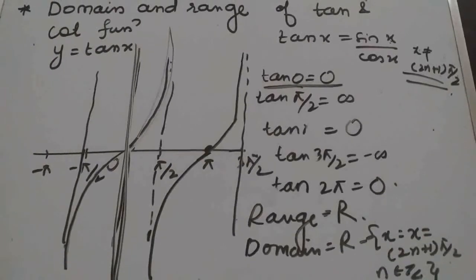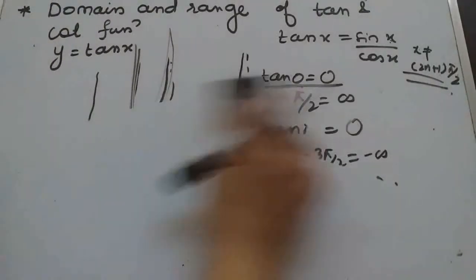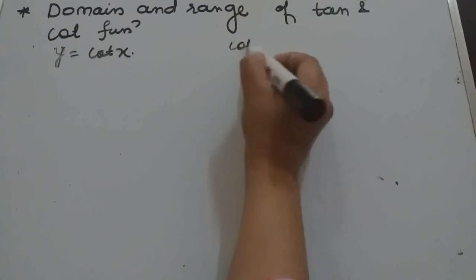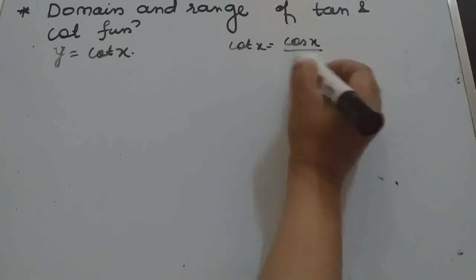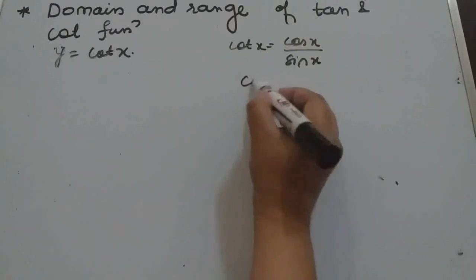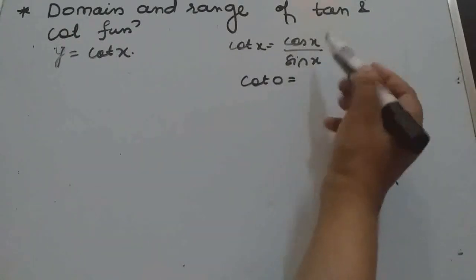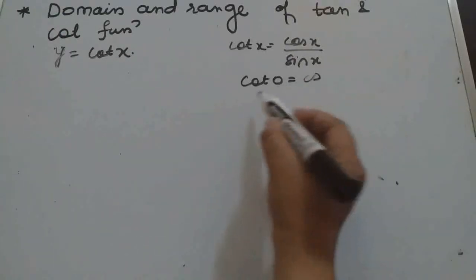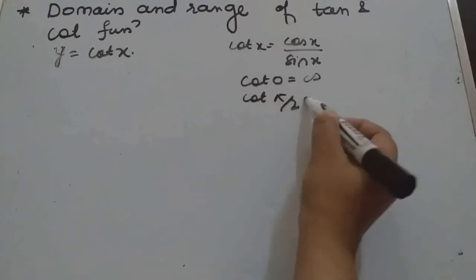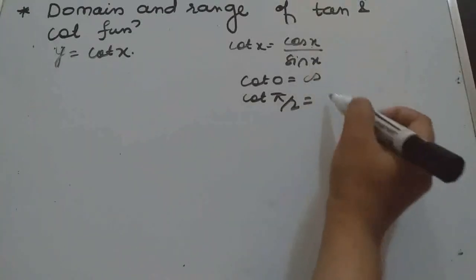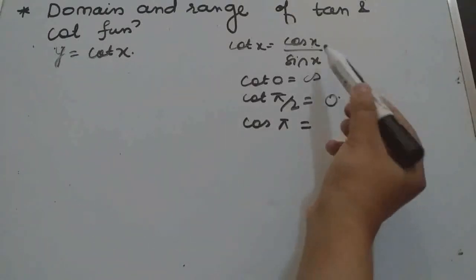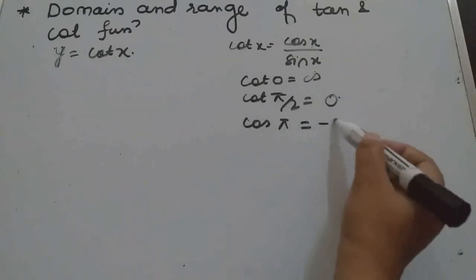Now we will see the cot function. We know cot x is what? Cos x by sin x, isn't it? So cot 0 will be, see, infinity, isn't it? Because this is 1 by 0, which is infinity. Then cot pi by 2 will be 0. Likewise cot pi will be minus infinity, we can say.